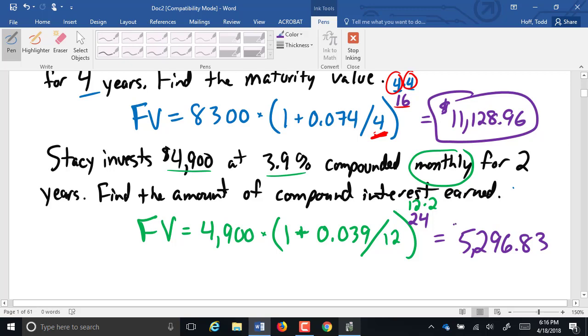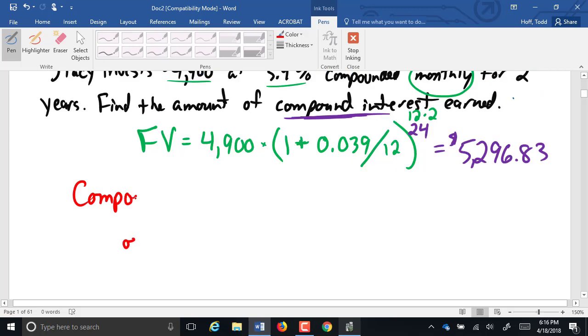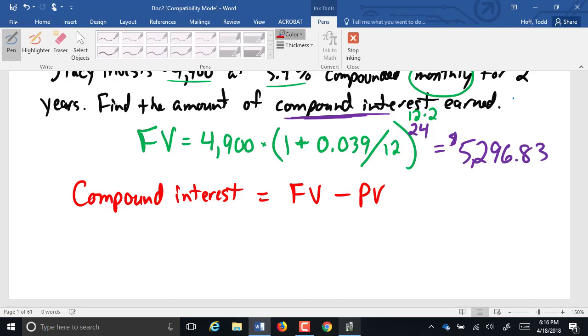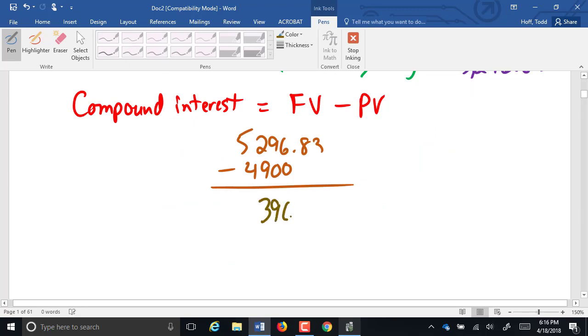Well, that is the future value, but we are asked to find compound interest. The compound interest is just going to be the future value minus the present value. So we have $5,296.83 minus $4,900, giving us a difference, $396.83. That is the compound interest.